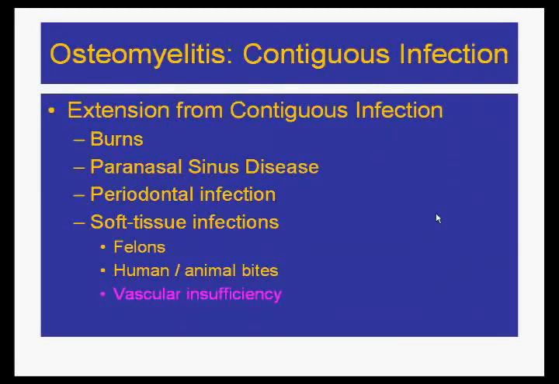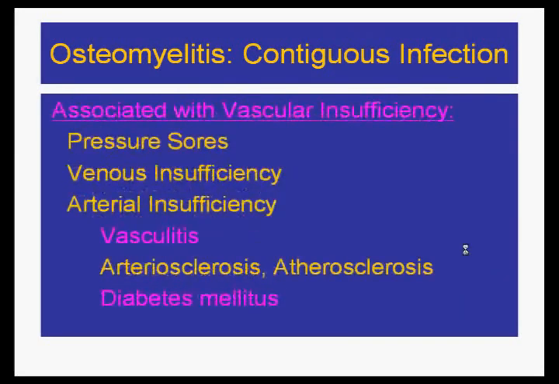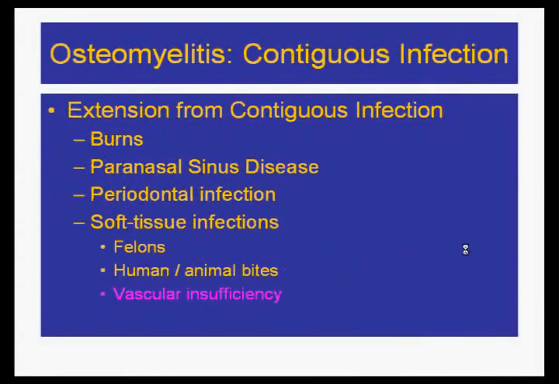If you get a bite, an infection in the soft tissue, then that soft tissue infection can spread to bone by contiguity. If the bite is really deep and it goes into bone, that's a different form of osteomyelitis, and that's actually introduced infection, which we'll talk about later. But the most common type of contiguous osteomyelitis is extension on the basis of vascular insufficiency.